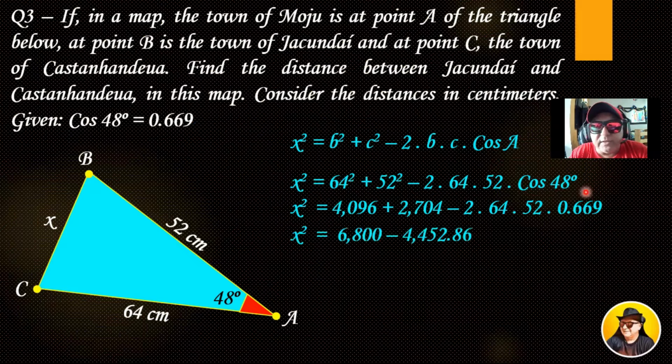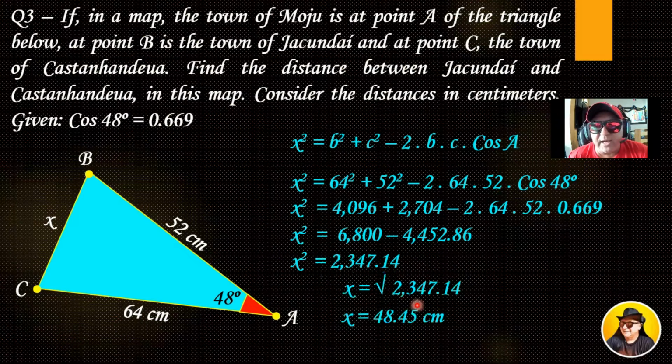So, doing this sum, I have 6,800. And doing these multiplications, I have 4,452.86. And doing this subtraction, we have 2,347.14. And now taking the square root, I have that x is 48.45 centimeters. So this is the distance between the cities of Jacundá and Castanhal in the map.